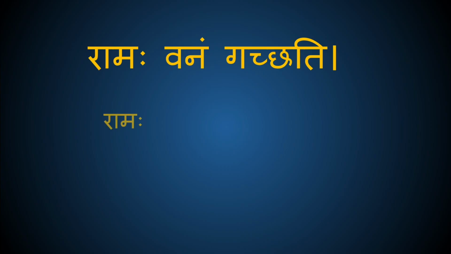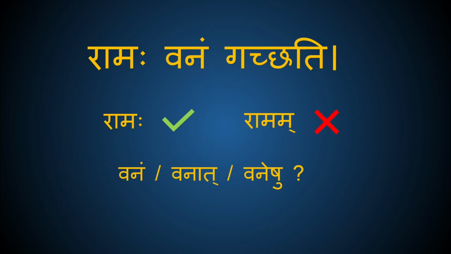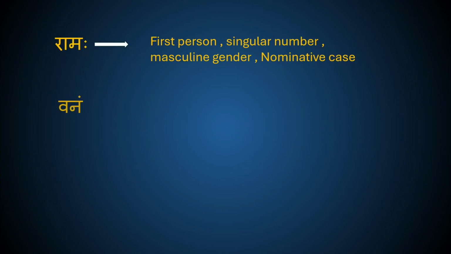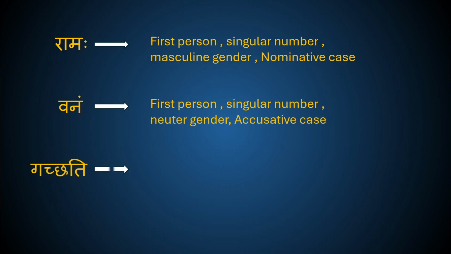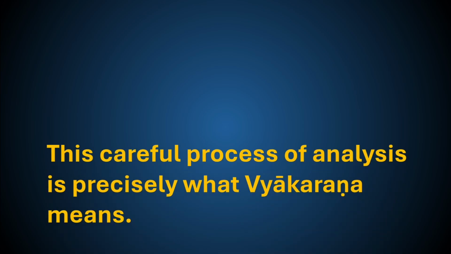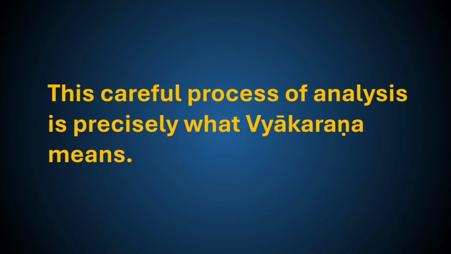Why is it Ramah and not Ramam? What tells us that Rama is the one performing the action? Why is Vanam a different form? What is the root of Gacchati? How is this verb formed? Each word is carefully examined. Its root is identified, its suffixes are understood, its endings reveal its grammatical function. Nothing is accidental. This careful process of analysis is precisely what Vyakarana means.